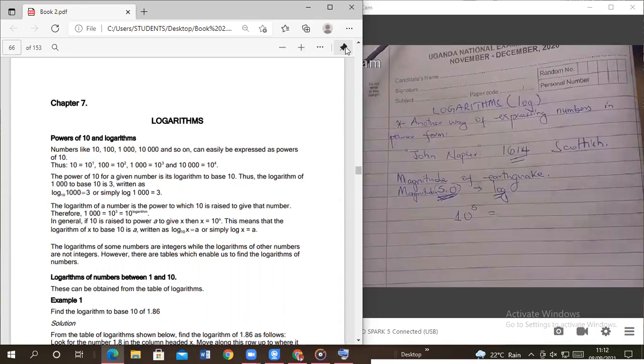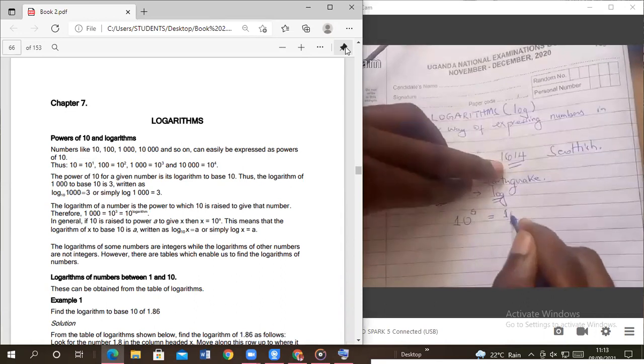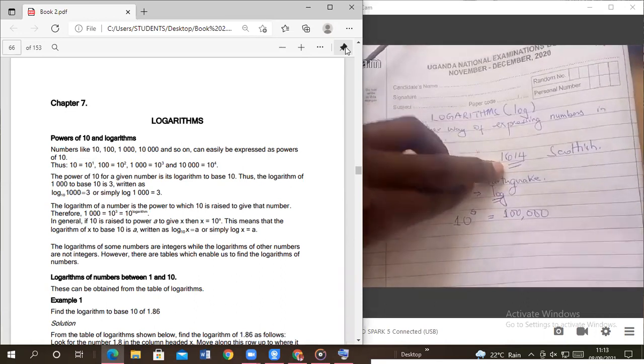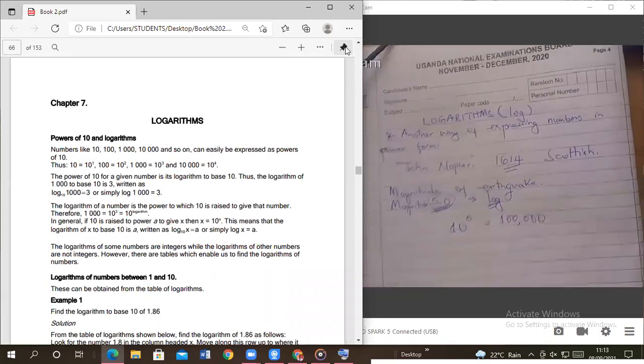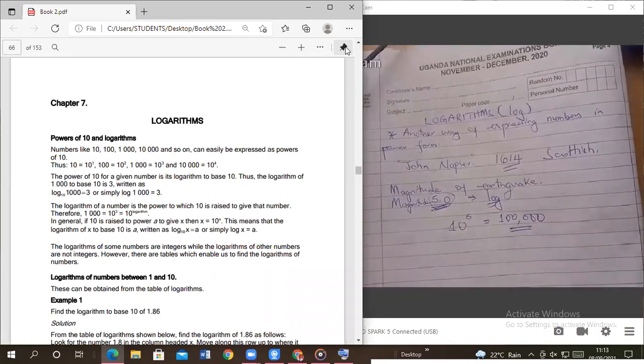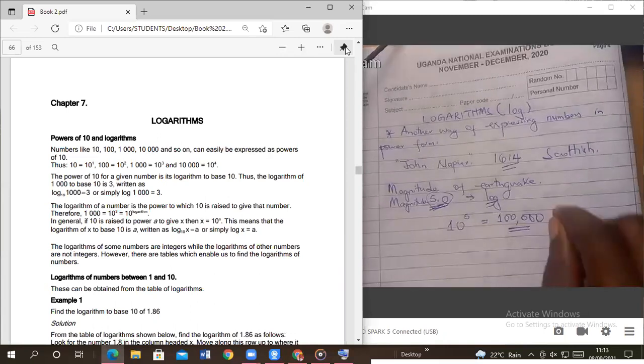Members, what is that? 10 to the power 5. 100,000. That is it? 100,000. So which means the magnitude of this earthquake is 100,000. That's the magnitude of this.